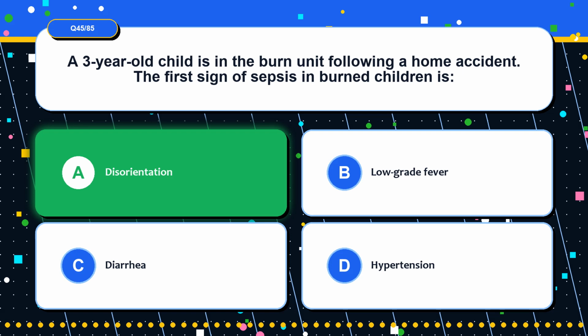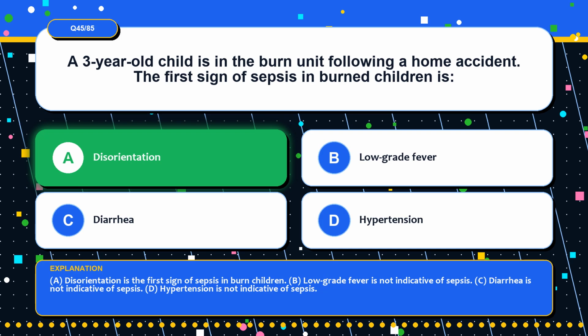The correct answer is option A. Disorientation. A disorientation is the first sign of sepsis in burn children. B. Low-grade fever is not indicative of sepsis. C. Diarrhea is not indicative of sepsis. D. Hypertension is not indicative of sepsis.